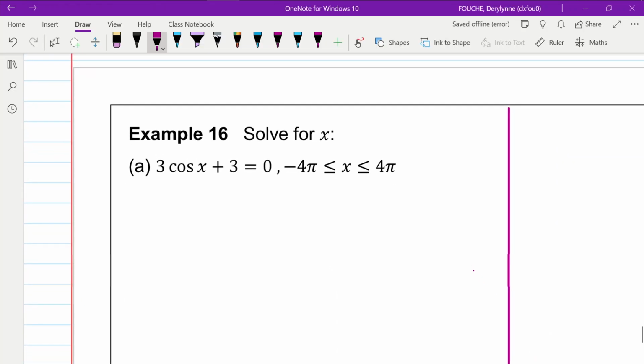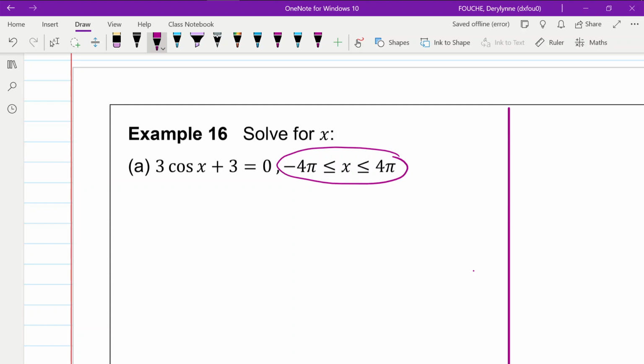Right, let's have a look here. Here we have 3 cos of x plus 3 equals 0. And I'm having a look at my domain, and I see I'm going from negative 4 pi to positive 4 pi. Okay, so I'm expecting quite a few solutions there. Let's see how many solutions.